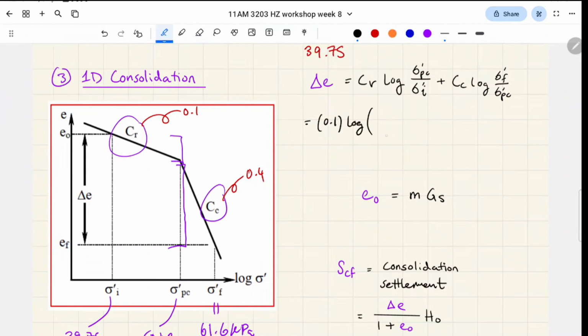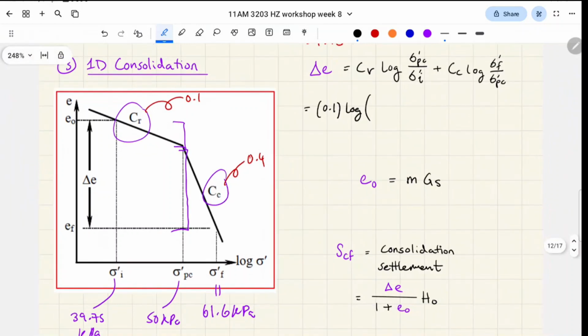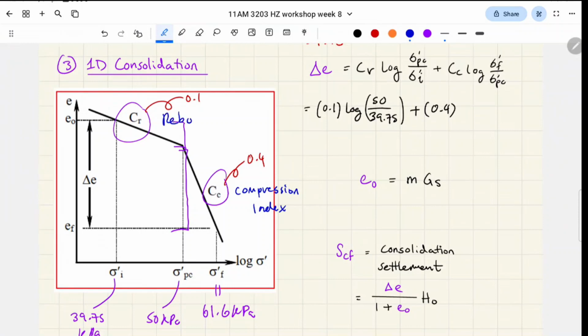This is log base 10 on your calculator. Our pre-consolidation stress was 50, and we divide that by our initial, which was this number, 39.75. CC is our compression index. I should probably write these names. And this is our rebound index. These are basically always given in the question because they're from odometer tests. They already did a test to find out some material properties about the clay, and they just give it to you.